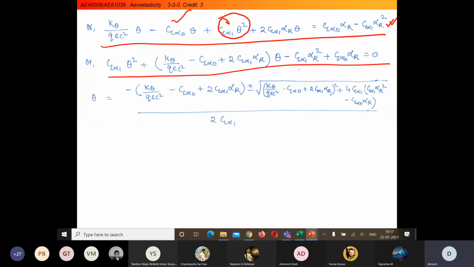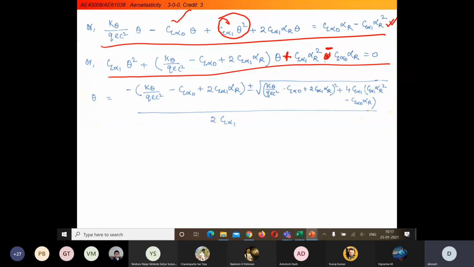Okay. Here I think I have made a small mistake. This should actually be plus, this should be plus, and this should be minus. So it is Cl alpha 1 into alpha r whole square, Cl alpha naught into alpha r equal to 0.